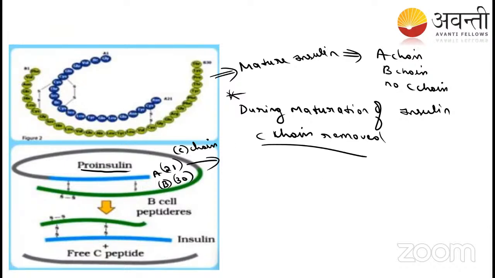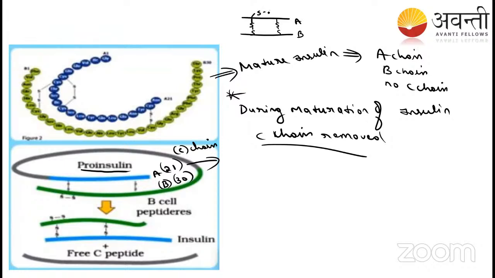First, we will study the structure of insulin. See here how the insulin structure is. This is the A chain, this is the B chain, and this is the mature one. Between this A chain and this B chain, there is a disulfide bond. But this disulfide bond will not be formed in bacteria. That is one reason why we do not synthesize it in bacteria.